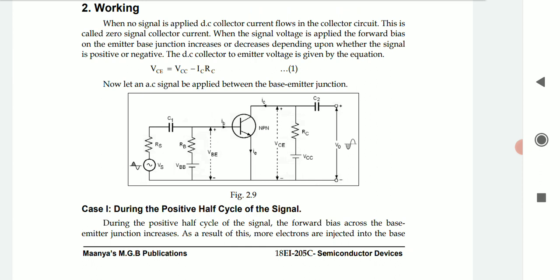When the negative half cycle is applied, the IC value decreases at the output side. Therefore, the product ICRC decreases, and VCE must now be positive. This is the phase reversal. When positive is applied, negative is obtained at the output side. When the negative half cycle is applied, positive is obtained at the output side. Therefore, you can see here at Vs, the input signal is like this. At VO, the output signal is like this. The input signal is phase reversed at the output because of this reason.